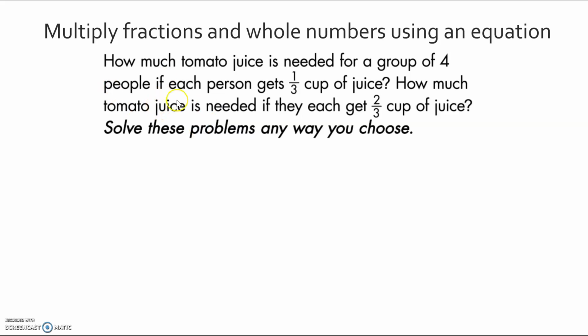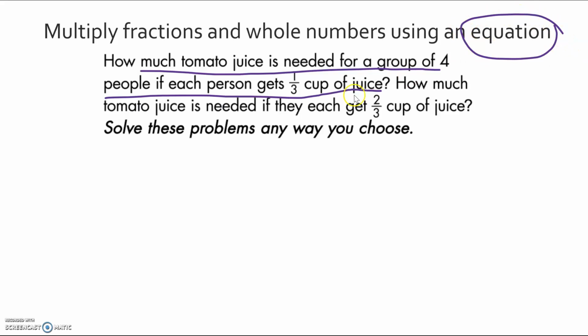So for this problem, I'm going to solve the first part. How much tomato juice is needed for a group of 4 people if they each get 1/3 cup of juice? I'm going to solve it using an equation. So this is a multiplication problem. 4, which is the 4 people, and they're each getting 1/3 cup of juice. So 4 times 1/3 is equal to 4 times 1 over 3, which is equal to 4 over 3.